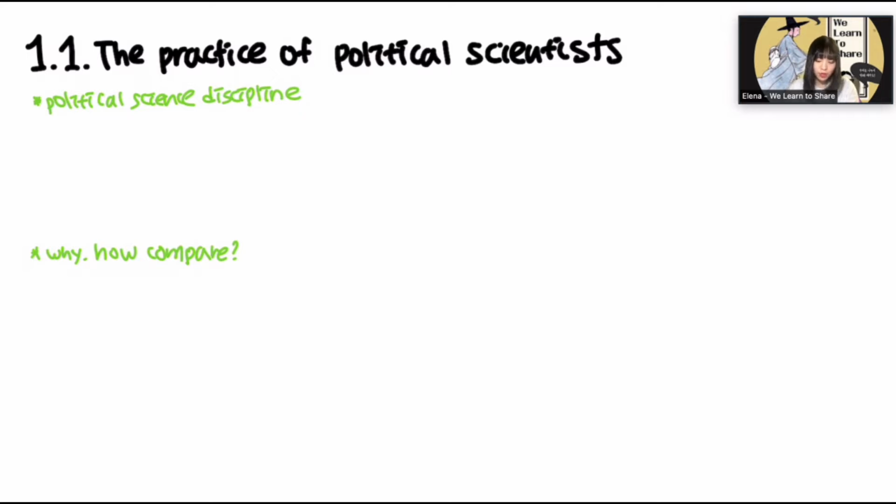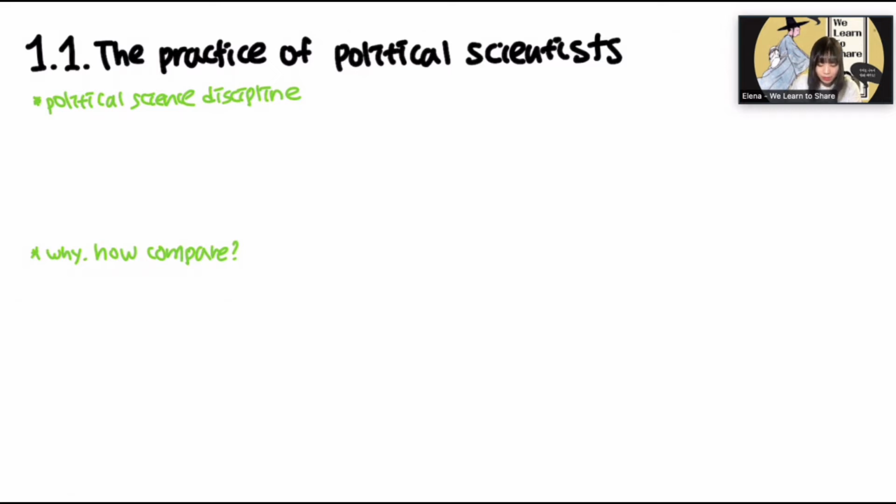And in this video, we're going to cover the very first unit, Unit 1, 1.1, the practice of political scientists. Let's move on to the first key point. First, we're going to talk about political science disciplines. And remember that there are 4 disciplines when it comes to political science.